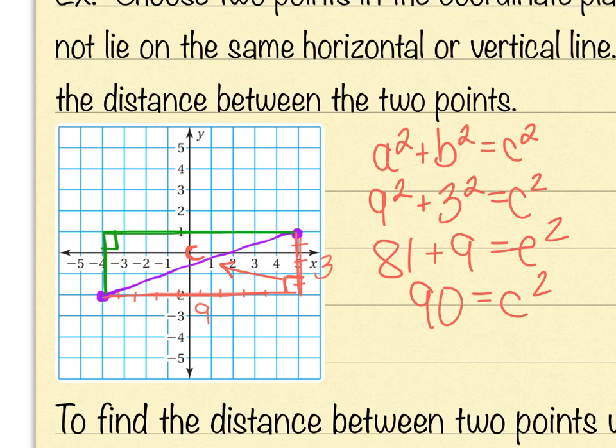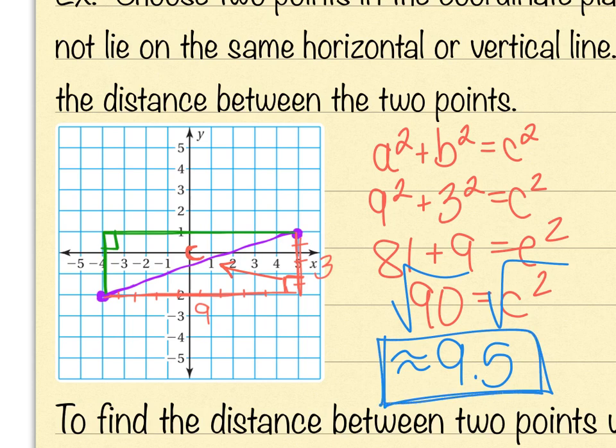After we square root both sides, we get the square root of 90. The 90 is not a perfect square. It's between 81 and 100, so I know it's going to be between 9 and 10, and it's actually 9.48, or let's just say 9.5 when we round to the nearest tenth. So we'll say it's approximately 9.5 units for the distance. We can find the distance between 2 points in a coordinate plane by using the Pythagorean Theorem and a right triangle.